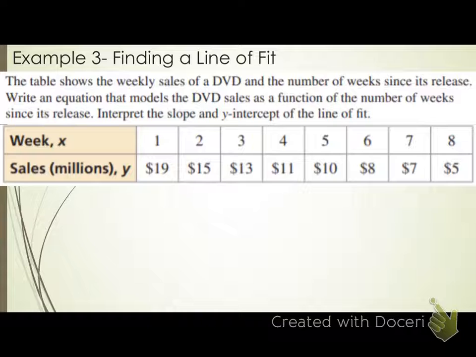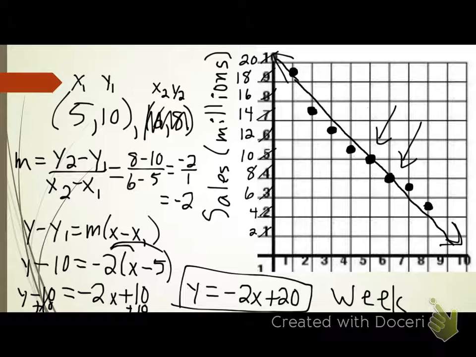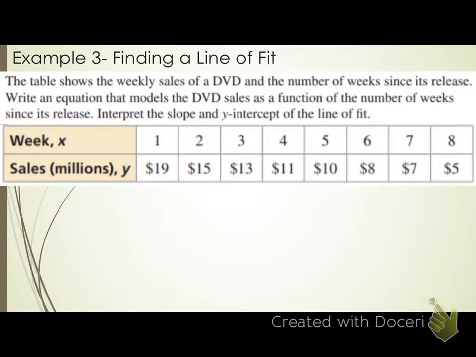So, let's see if we've covered everything. The table shows the weekly sales of a DVD and the number of weeks since its release. Write an equation that models the DVD sales as a function of the number of weeks since its release. So we did that, right? Y equals -2x plus 20 would be our answer. Does it want anything else though? It wants us to find the slope and y-intercept of the line of fit. Yep. It says interpret the slope and y-intercept of the line of fit.